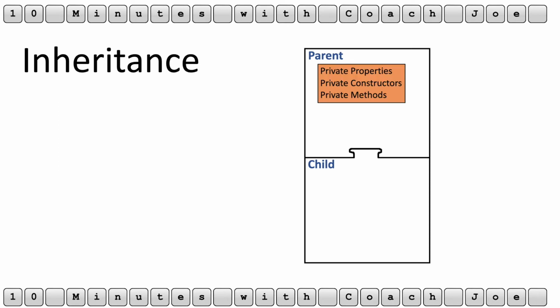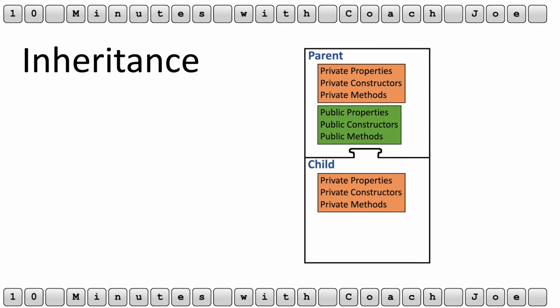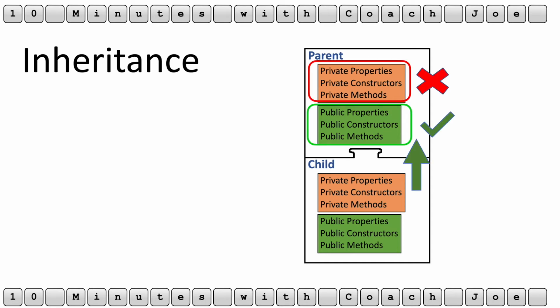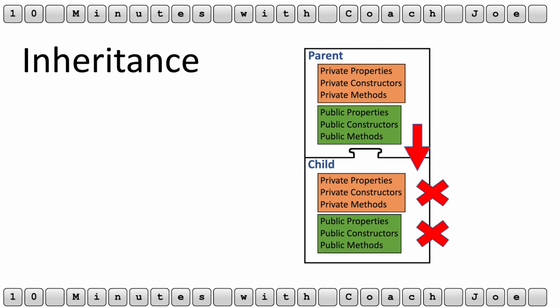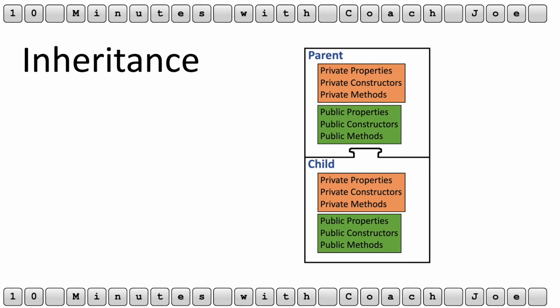The parent class could have private constructors, properties, and methods, and the parent class could have public constructors, properties, and methods. The child class could have private constructor, properties, and methods, and the child class could have public constructor, properties, and methods. The child class can access all the public constructors, properties, and methods of the parent class. The parent class cannot access any constructor, property, or method of the child class.